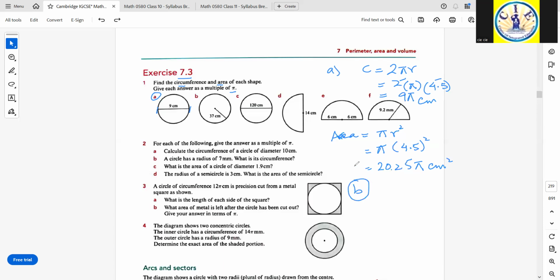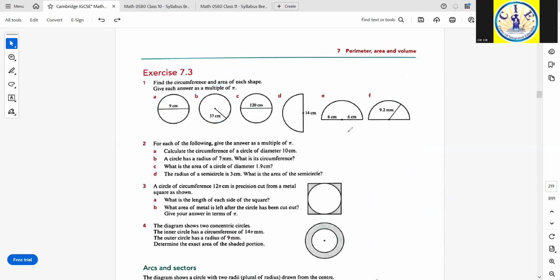In the same way, this is part B now. Circumference is 2 pi, and the radius in this case is 37, which is 74 pi centimeters, and area is going to be pi r squared, that is pi times 37 squared. So that will be 1369 pi centimeter squares. So this is how parts A and B are to be done. Then parts C and D are to be done exactly on the same pattern.